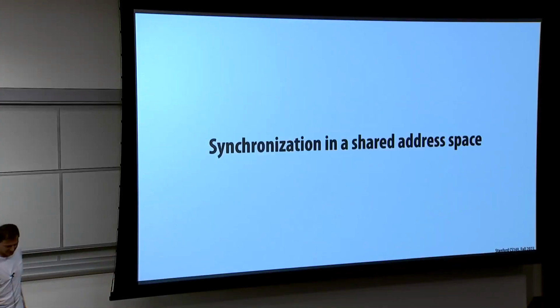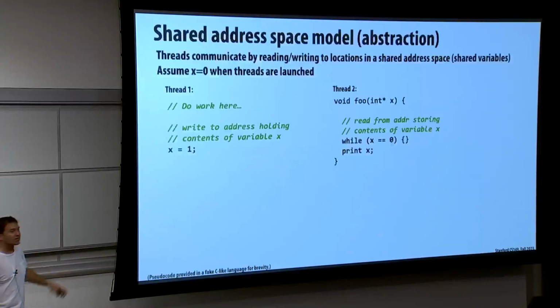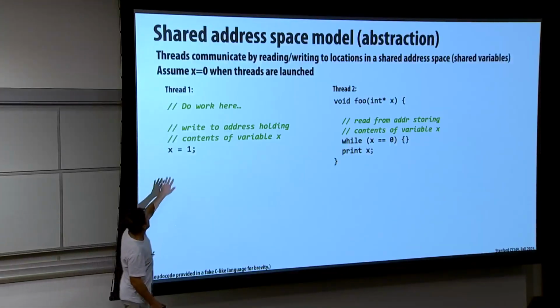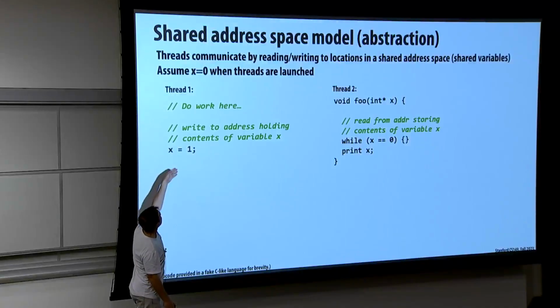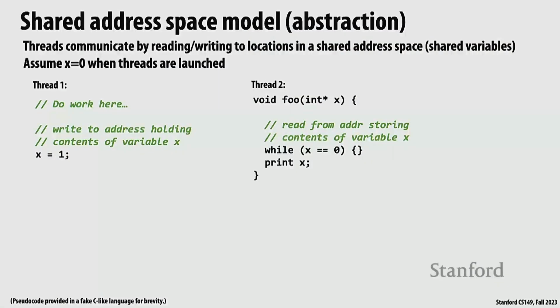Let me elaborate on that a little bit. Let's think about a simpler example. Imagine I have thread 1, which at some point writes 1 to some variable x. And I have another thread 2, which also has access to variable x. And whenever it's non-zero, we're going to print x. We'd really expect the x printed to be 1 here, right?